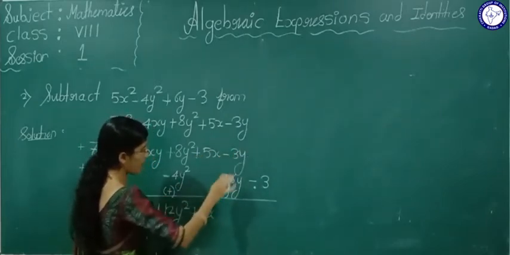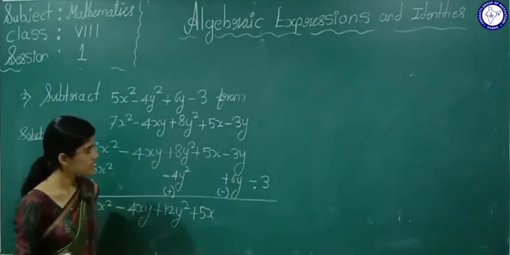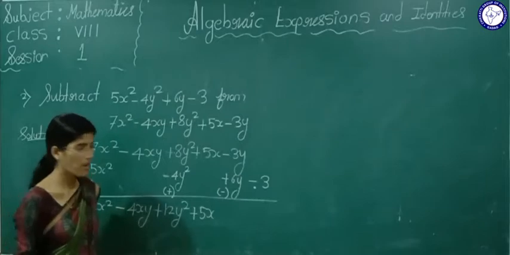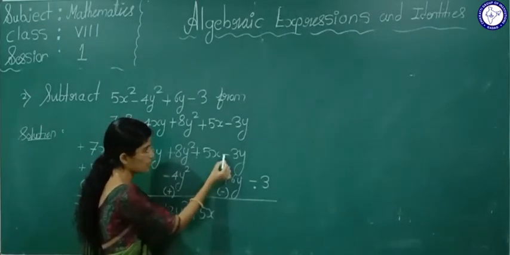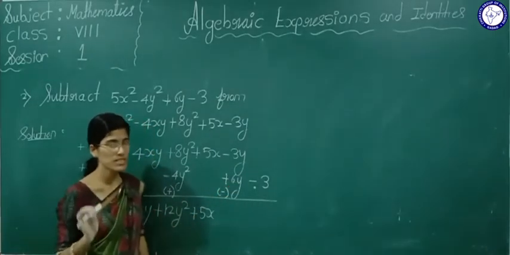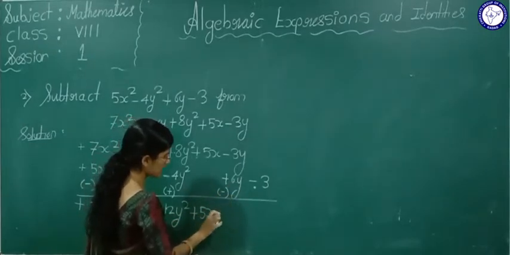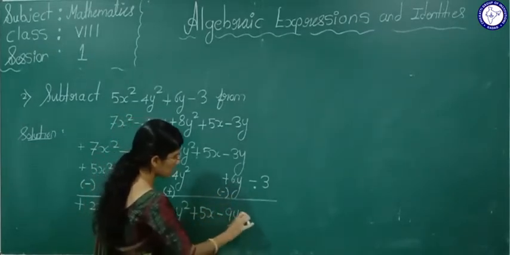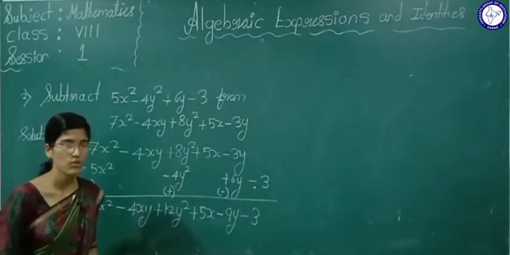minus 3y minus 6y. What is minus 3y minus 6y? Don't see this sign. Your sign is changed, no? Minus 3y minus 6y is how much? Minus minus is plus. 6 plus 3 is 9. Bigger number is 6. 6 has a minus sign. It will become minus 9y minus 3. So this is the way we are going to do it.